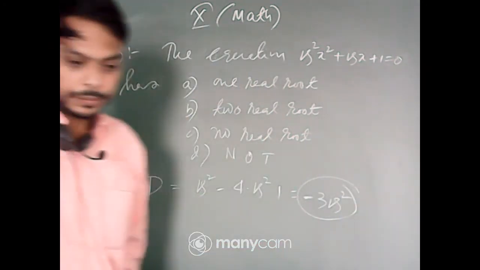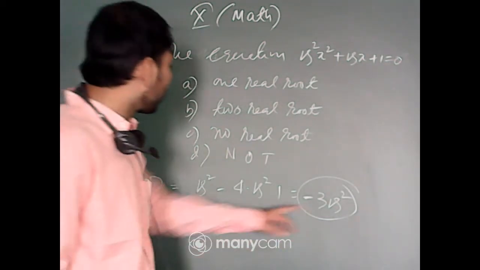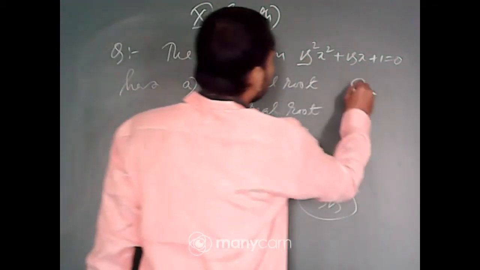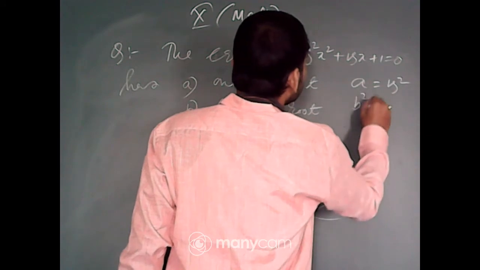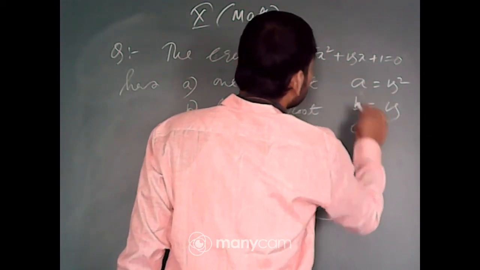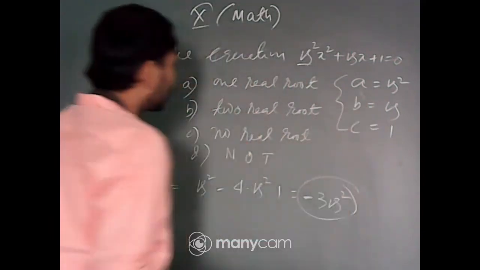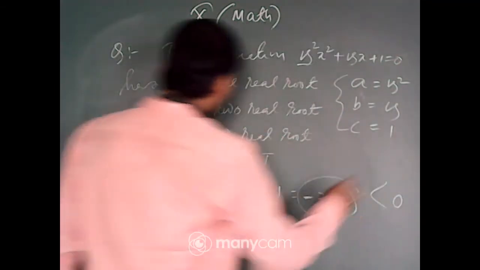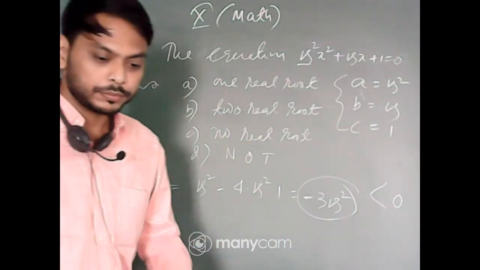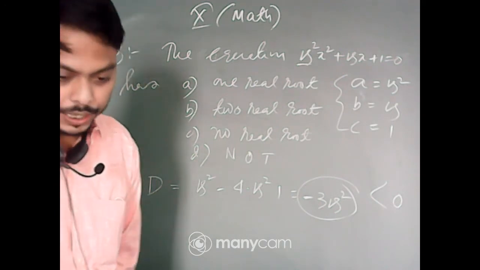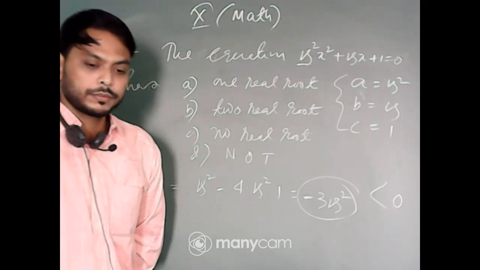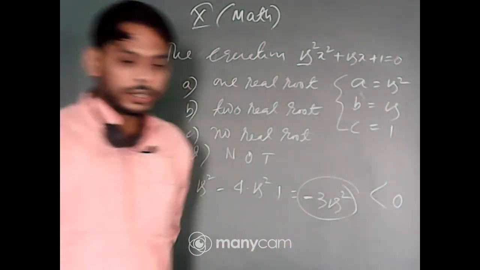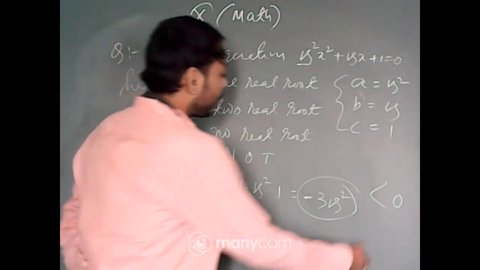There is a minus in the discriminant. B square minus 4ac. Here a equals to k square, b equals to k and c equals to 1. So b square minus 4ac will give you minus 3k square, which is less than 0. So which is the correct answer? No real root. Yes, Anindo. From here we can conclude that there is no real root because the discriminant is less than 0.